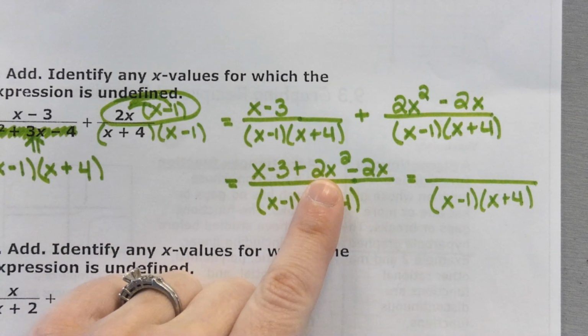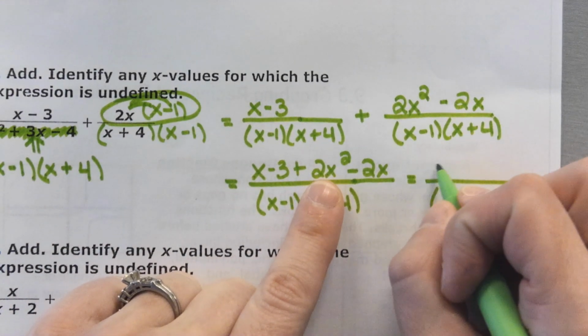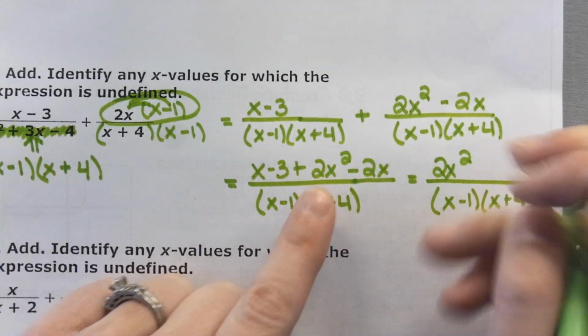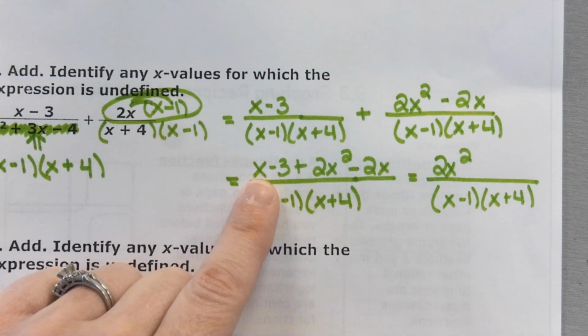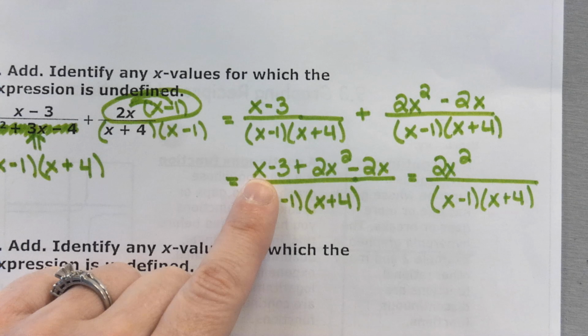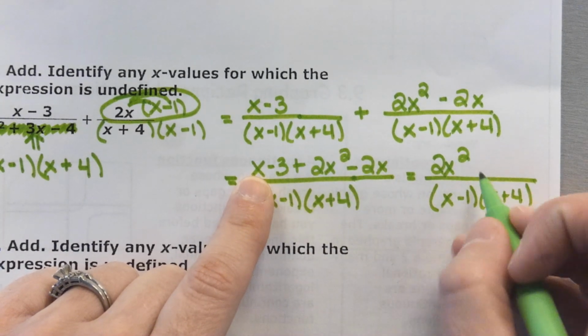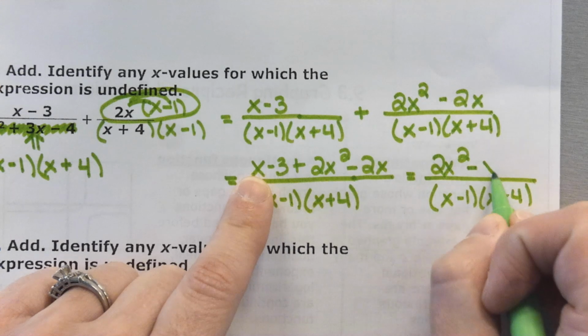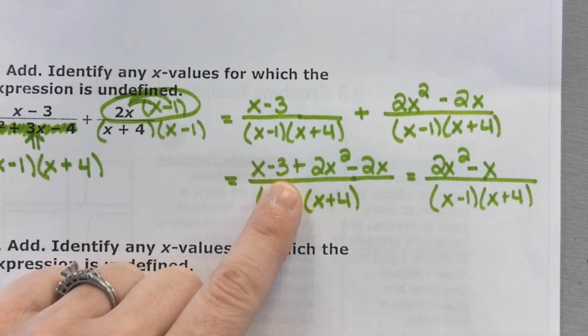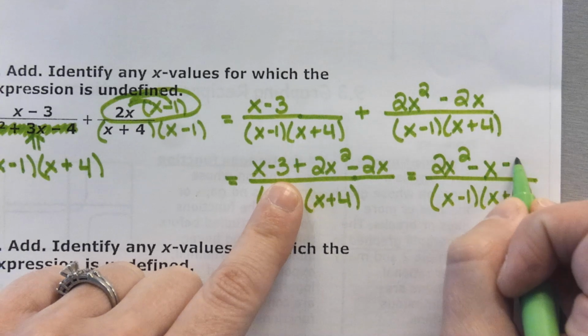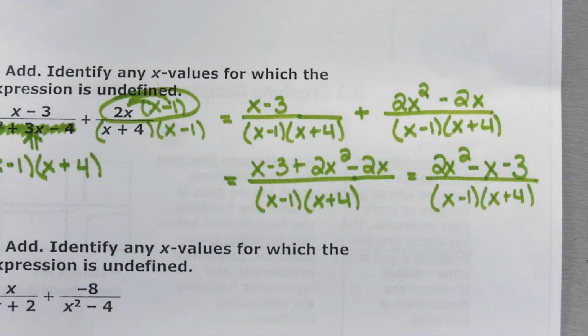All right, is there any like term in the top that I can add to 2x squared? No. Okay. Is there any like term that I can combine with x? Yes, the negative 2x. So 1x, take away 2 x's, leaves me with a negative x. Does negative 3 have a buddy? No. So I'm going to leave it like that. And then this is going to be my final answer.